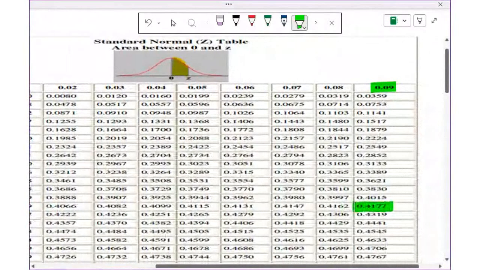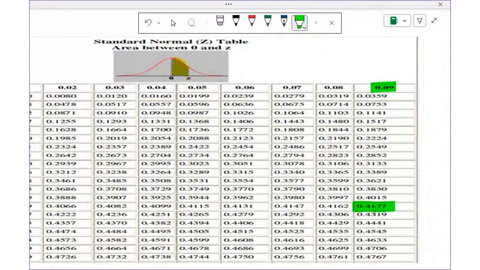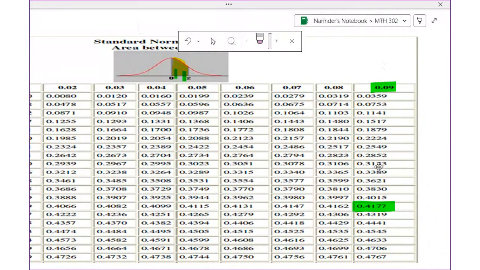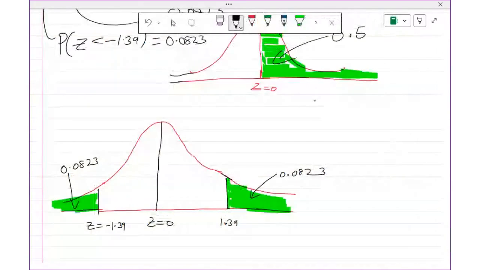So this value is 0.4177. What is this value as per this diagram? This is the area between 0 and z equal to 1.39. Let me tell you, let me do it on this workbook.